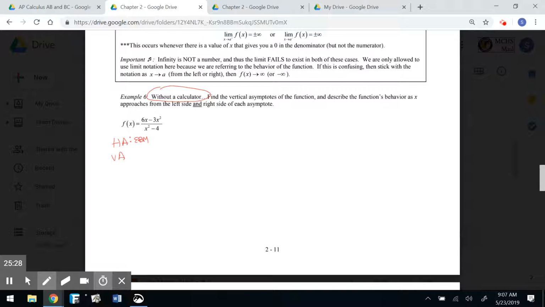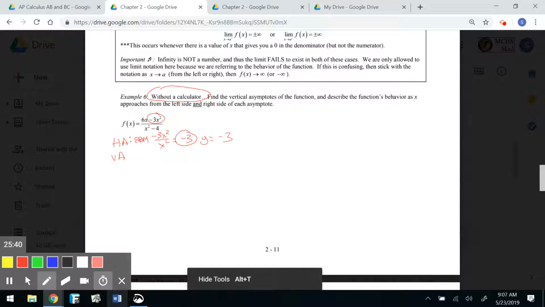My behavior model is the highest degree on the top term with the highest degree on the bottom, and that would equal -3. So I have a horizontal asymptote at y equals -3. Okay? Now let's go ahead and find a vertical asymptote.